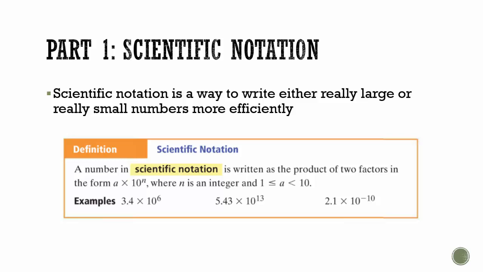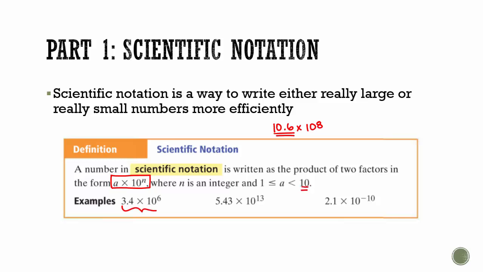So a number in scientific notation is written as the product of two factors in the form a times 10 to the nth power, where n has to be an integer, which means a nice pretty number like 1, 2, 3, or 4. And a has to be somewhere between 1 and 10. So something like 10.6 times 10 to the 8th power is not in scientific notation because this number is greater than 10, which doesn't work.